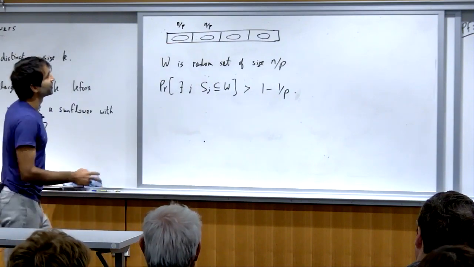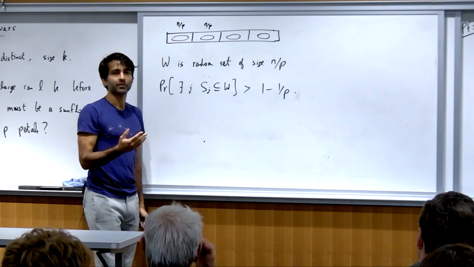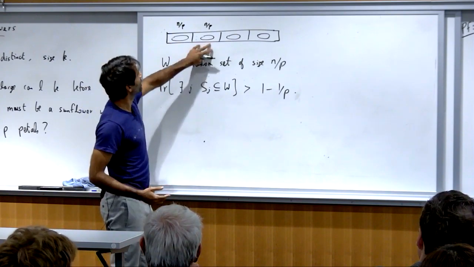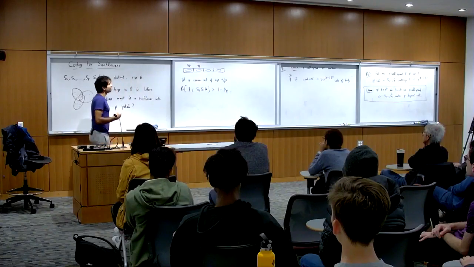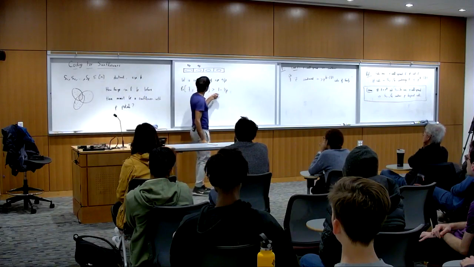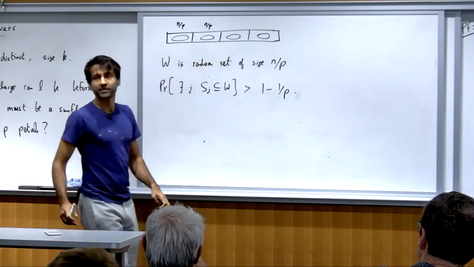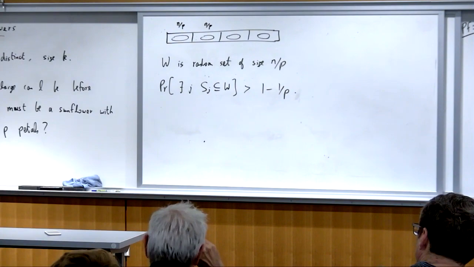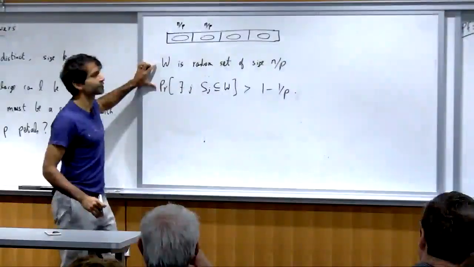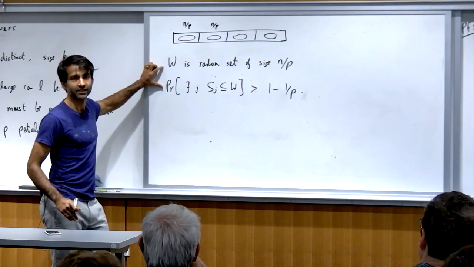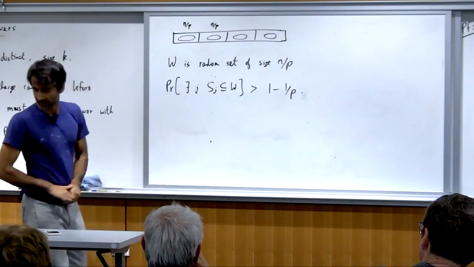Because by the union bound, this first part of the universe is a random set of size n over p. So with high probability, it'll contain one of these sets. The second part is also a random set that contains a set with probability 1 minus 1 over p. So by the union bound, with positive probability, each one of these parts will contain a set from the family, and then that'll give you p disjoint sets. Okay, so this statement is enough to prove the lemma. All right, so why should this statement hold?